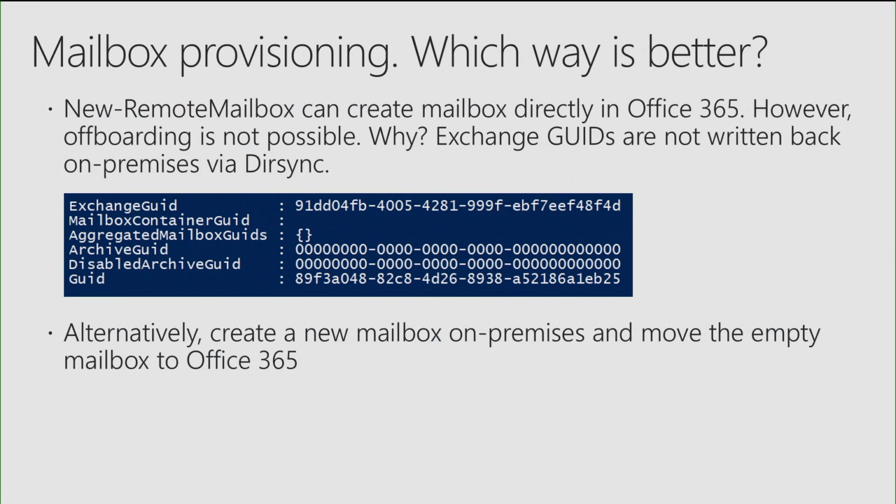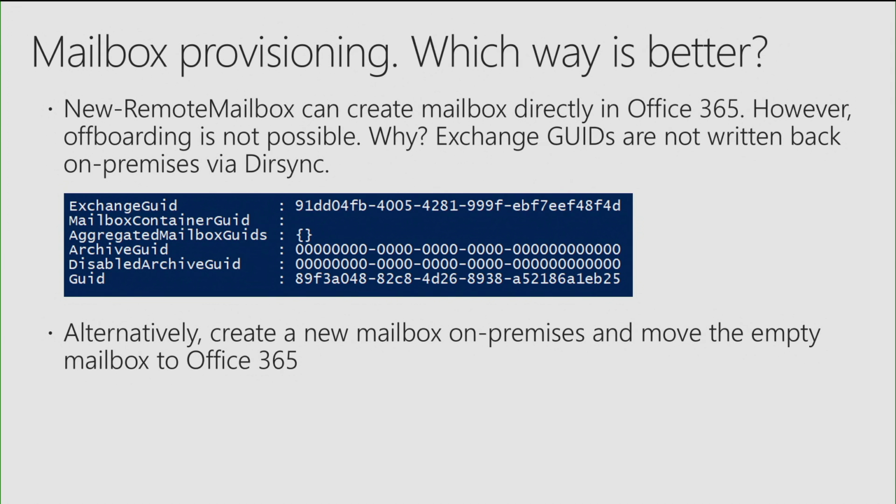We often hear some questions around mailbox provisioning. So you have a hybrid deployment established, a hybrid relationship set up between on-premises and Office 365. How do you create new mailboxes? Well, you can do it via the New-RemoteMailbox commandlet, and that will directly create a mailbox in Office 365. Important to understand, though, that when you do that, Office 365 or Exchange Online is going to go stamp those Exchange GUIDs or those IDs that are associated with the mailbox in Office 365.